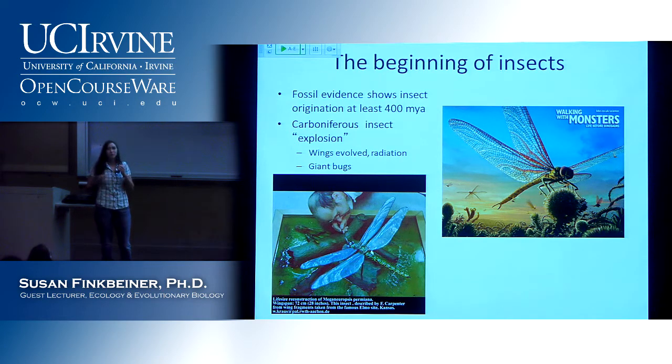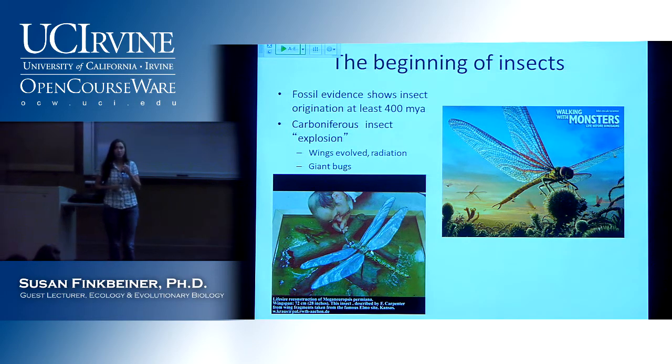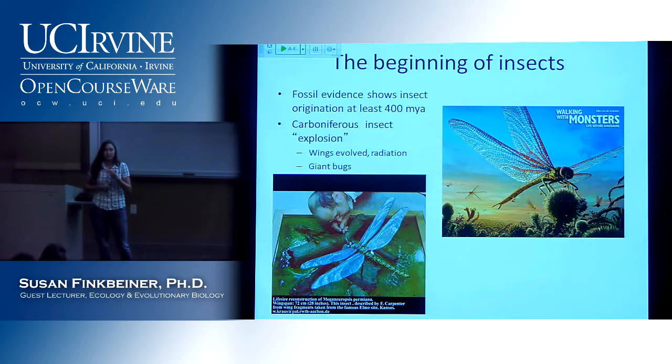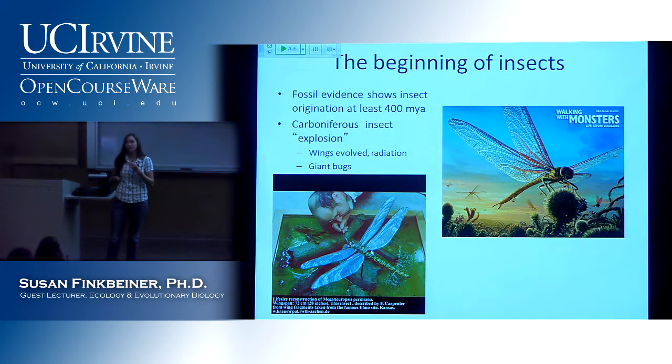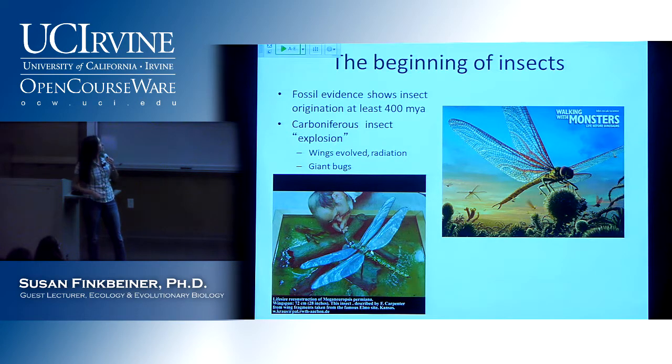A turning point in insect evolution was during the Carboniferous period, about 350 million years ago, where there was this big insect boom or insect explosion that caused this huge radiation and diversification of insects. This was when wings evolved, and it gave rise to a lot of the types of insects that we do see today.